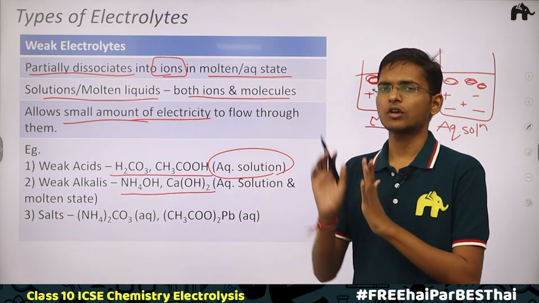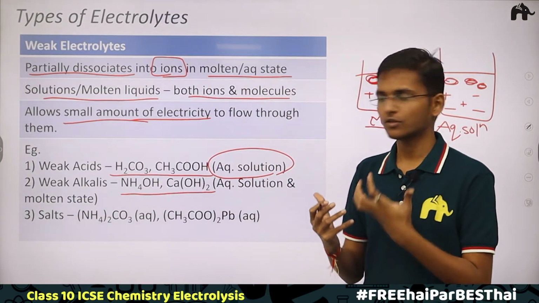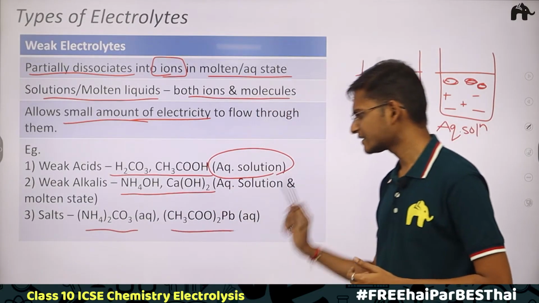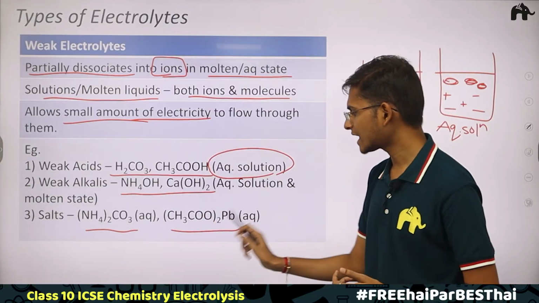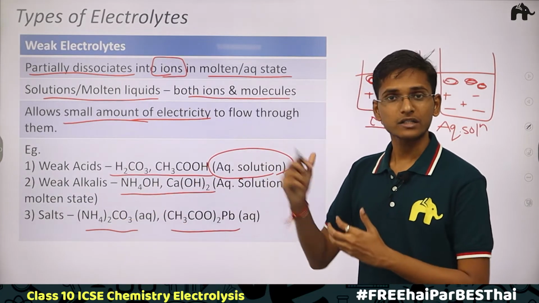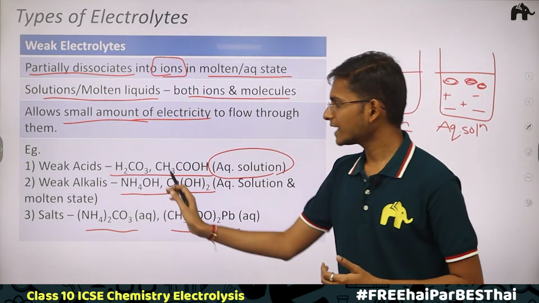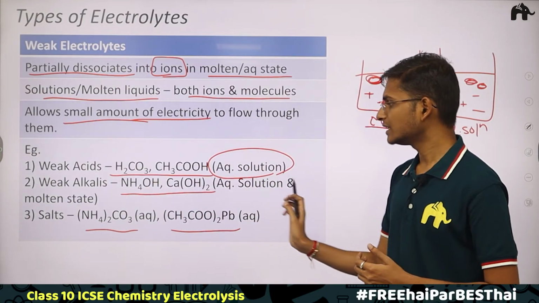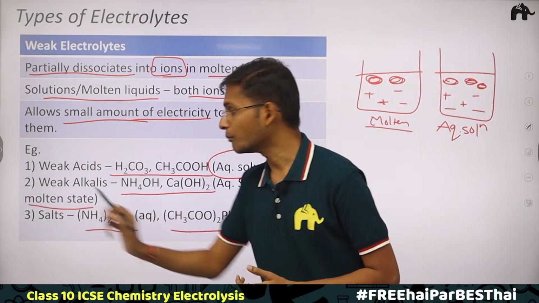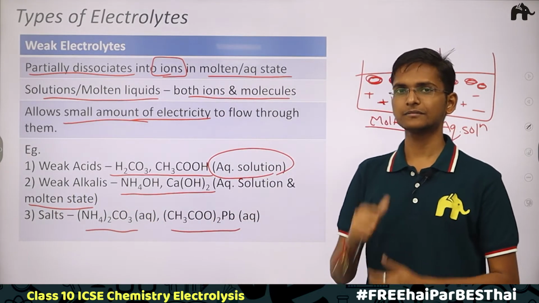Now, I hope you know what partial dissociation is. I have explained it very well. And these salts as well, ammonium carbonate, lead acetate, in their aqueous solutions are also dissociating partially. That's why they are also weak electrolytes. These alkalis, NH4OH and calcium hydroxide, dissociate partially both in their aqueous solutions as well as in their molten states. Okay, clear?